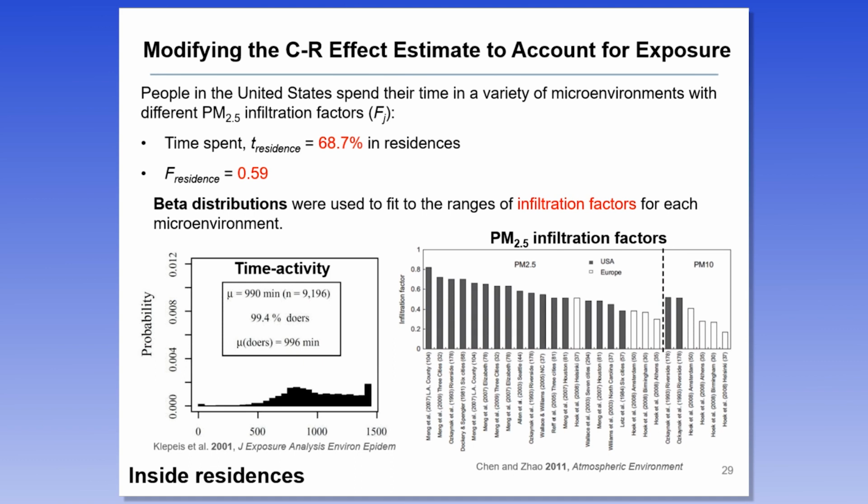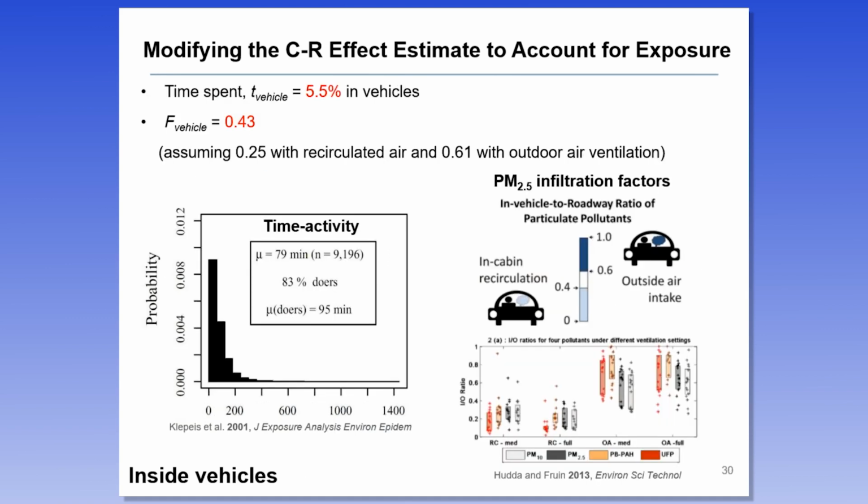After we got this infiltration factor, we fit a beta distribution to these numbers to have a good idea of what the range of them would be. And then for inside vehicles, the bottom left side is showing the distribution of the time that we spend in vehicles, which was on average 5.5%.